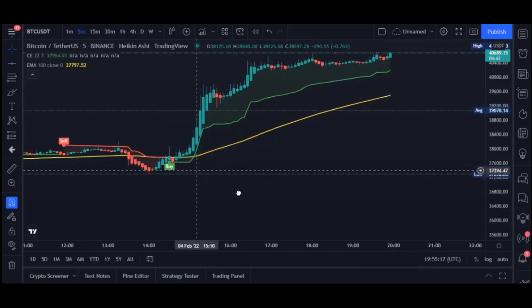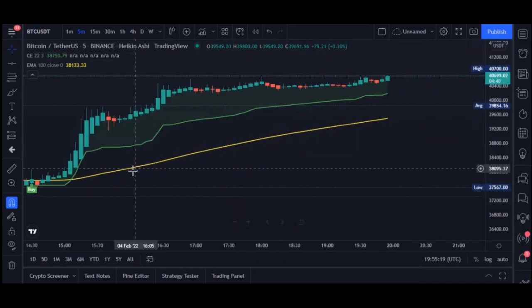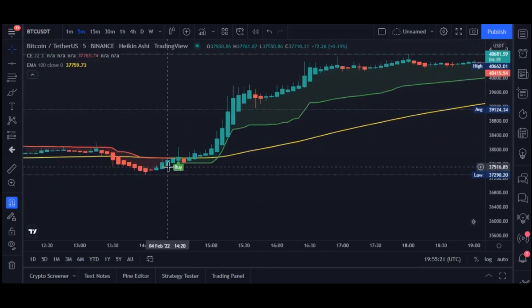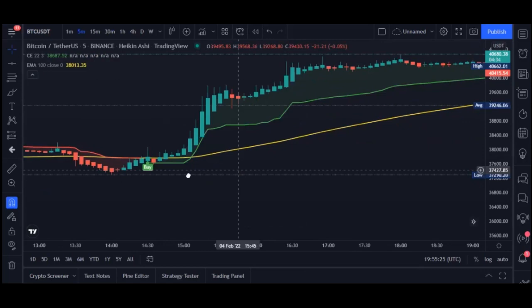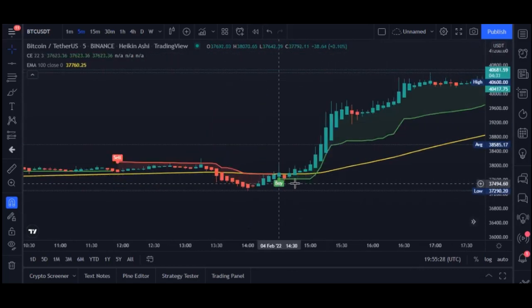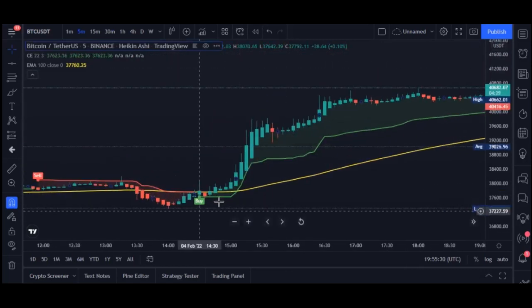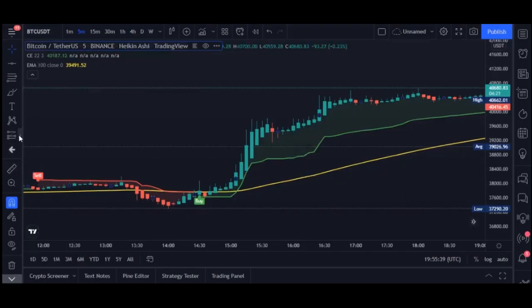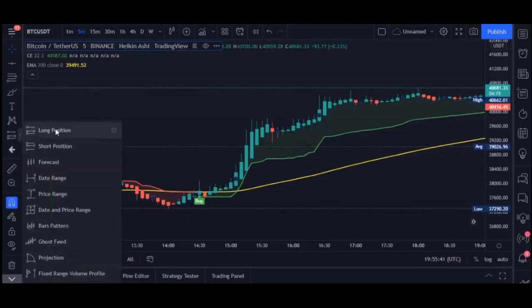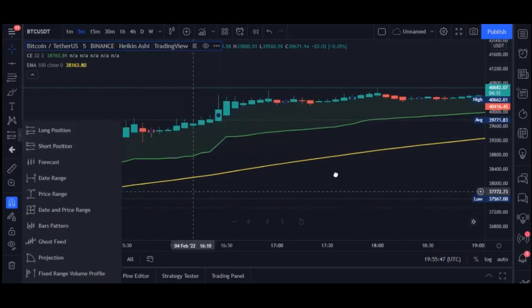Please pay attention to this. We are using this Chandelier indicator as our signal indicator, right? Now, when you get the buy signal, you don't just go to your exchange and start placing orders like that. You understand? When you get the buy signal, there is a tool for you to use. There is a long position tool on TradingView, and there is a short position tool. Do you understand?